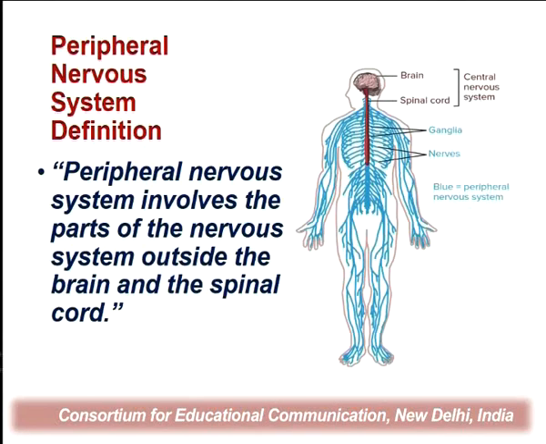Now, in today's lecture in particular, we are going to study the peripheral nervous system, which involves the parts of the nervous system outside of the brain and the spinal cord. In the previous lecture, we learned about the central nervous system, which includes the brain and spinal cord, but in this lecture, we are going to study all the nerves which come under the peripheral nervous system.